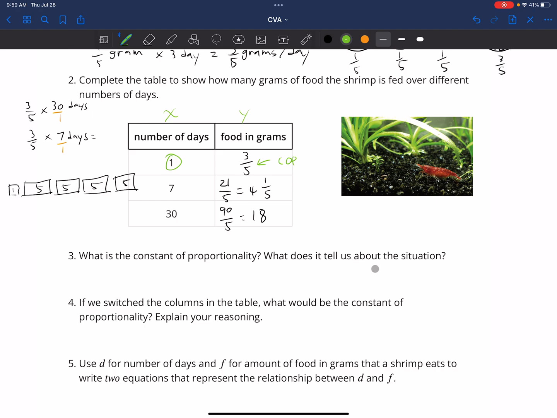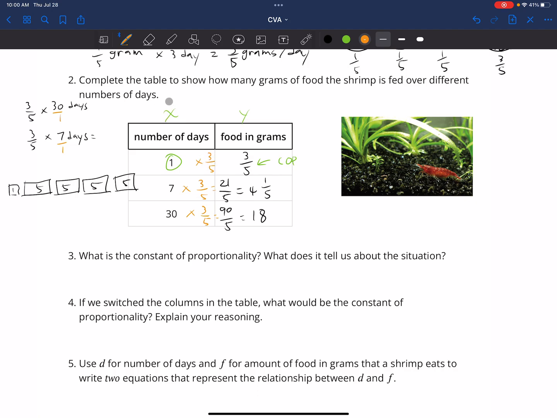I'll show you why this is the constant of proportionality: multiply by 3 over 5, multiply by 3 over 5, multiply by 3 over 5. That's exactly what we did here. Look, 7 times 3 over 5, that's what we get. 30 times 3 over 5, that's what we get. Like we've done in other videos, this is the constant of proportionality. So we're doing x times 3 over 5.